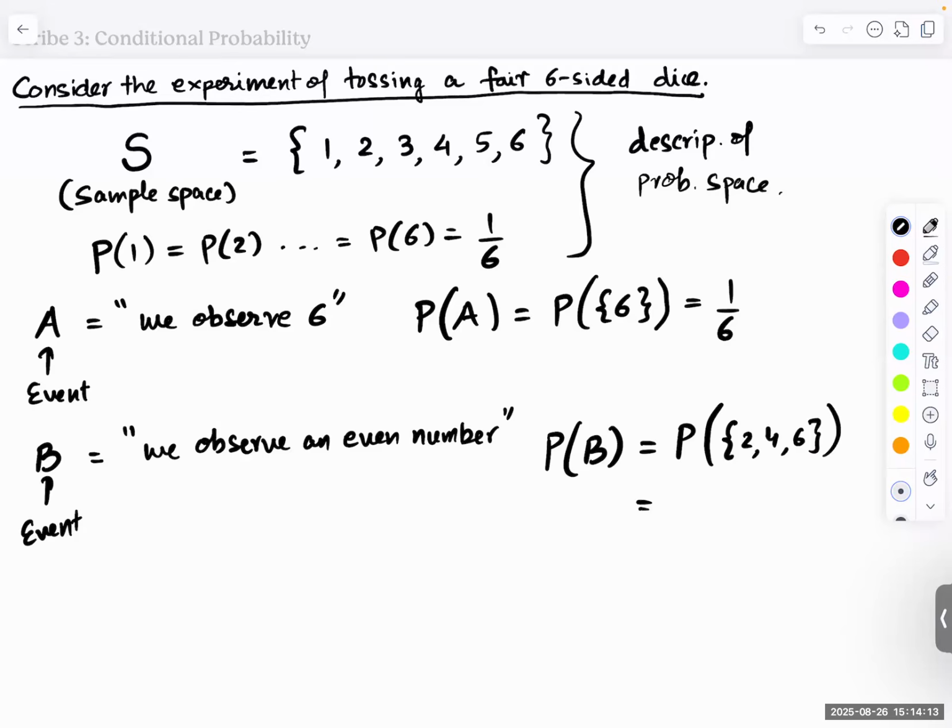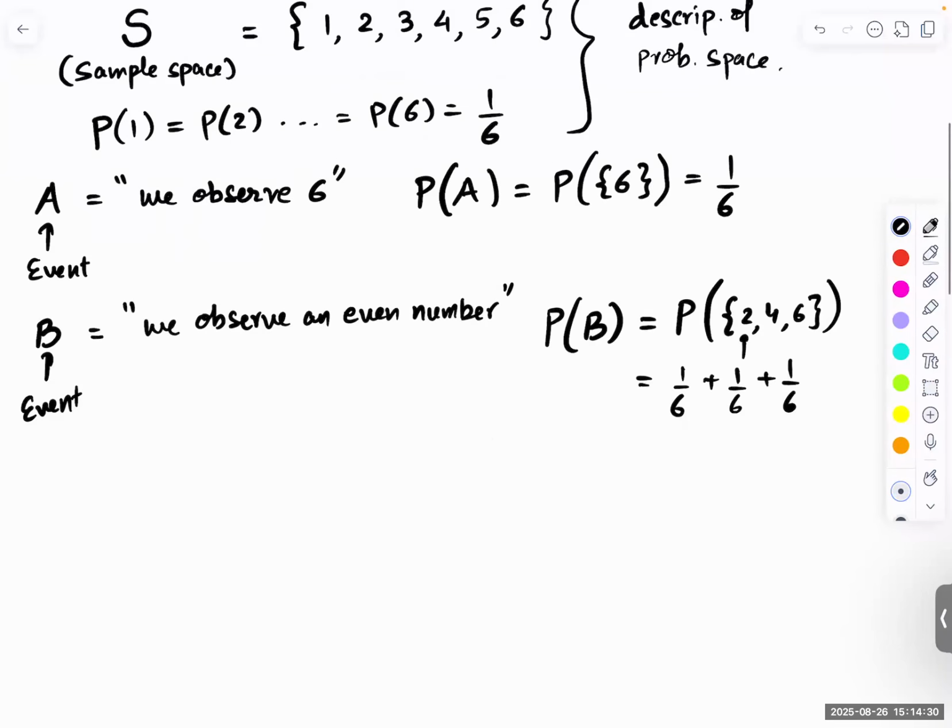Since they were all equally likely, this becomes the probability of 2, which is 1 by 6, plus the probability of 4, which is 1 by 6, plus the probability of 6, which is 1 by 6. I'm adding these three numbers because these are all mutually exclusive outcomes. Okay. So my answer is 3 by 6, which is 1 by 2.